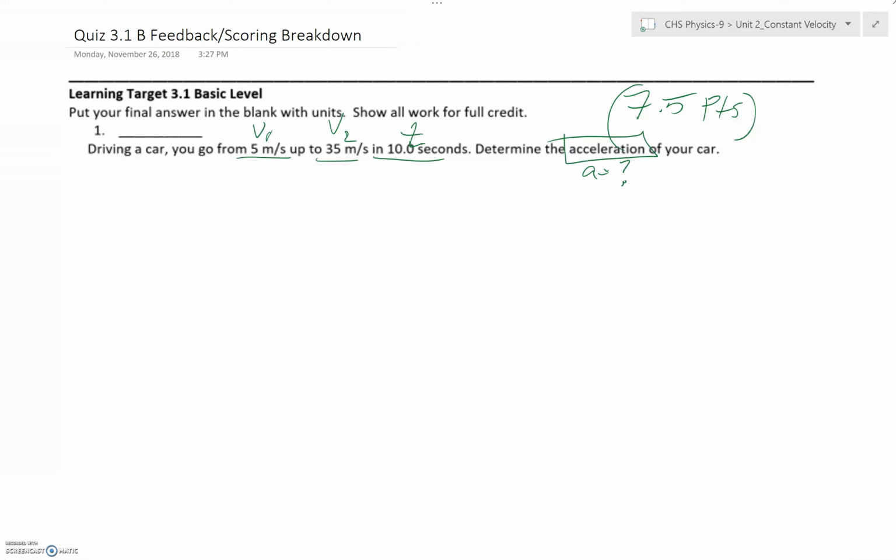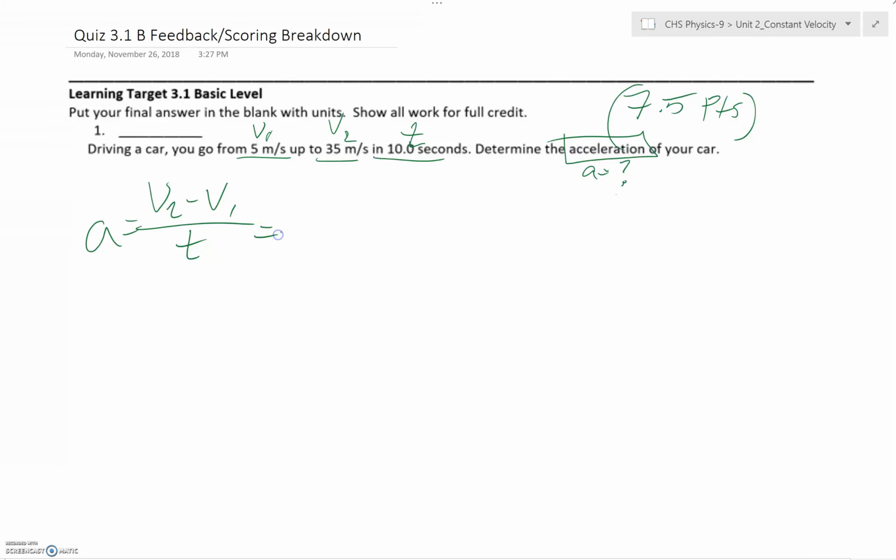The equation, the E in GUESS, that we're going to use is A equals V2 minus V1 over T. The reason why we want that equation is because we have to look at our givens, V1, V2, and T. That has to be in the equation. And A, acceleration, has to be in the equation as well. We want our equation to say A equals in this situation. And so we know that we have to use this equation here. You have to have this equation on there.